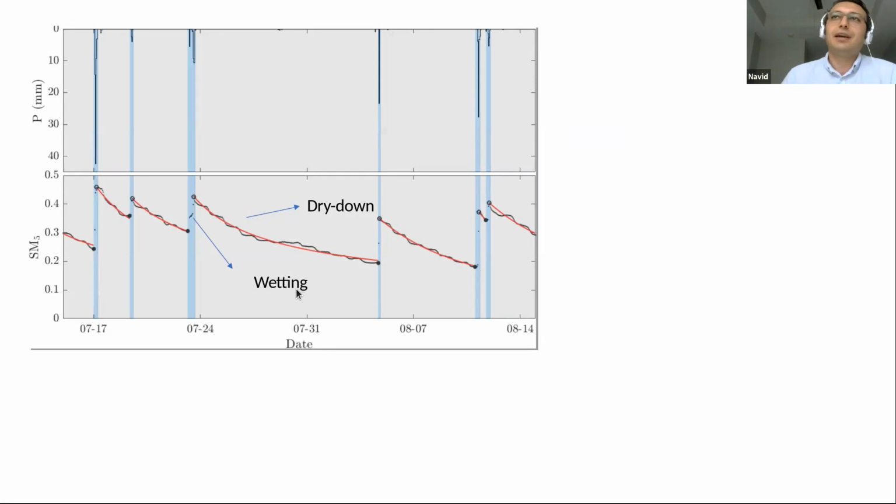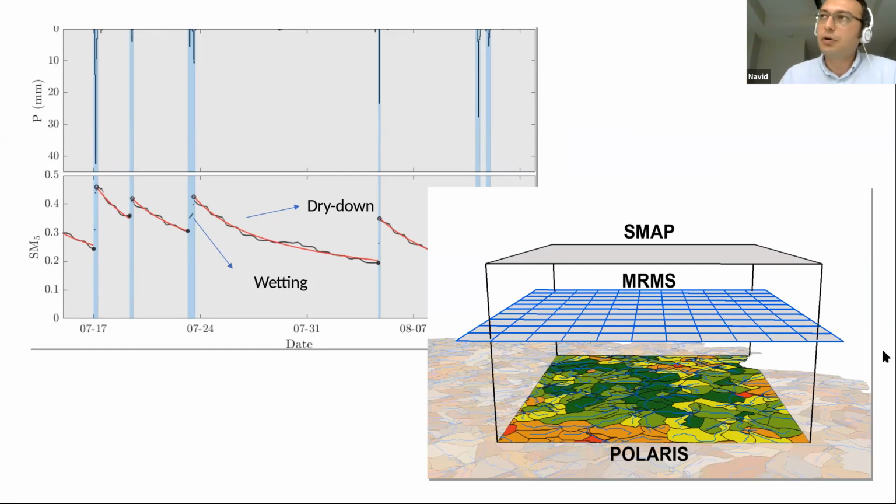We can fit a power law equation or curve to model this behavior from the soil moisture observations that we have. So we did that, and we created a model that uses MRMS, the multi-radar, multi-sensor national product from the US, to force the rainfall to feed the model and provide the soil moisture estimates at hillslope scale, using the POLARIS soil properties as well.